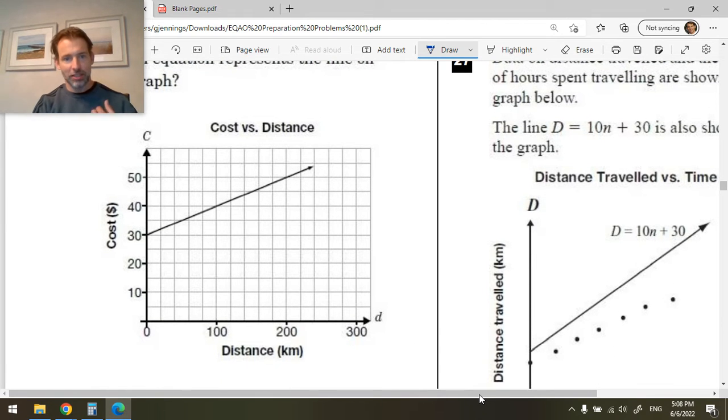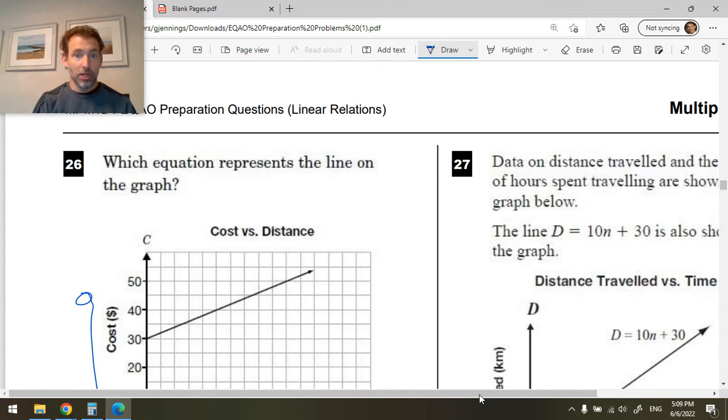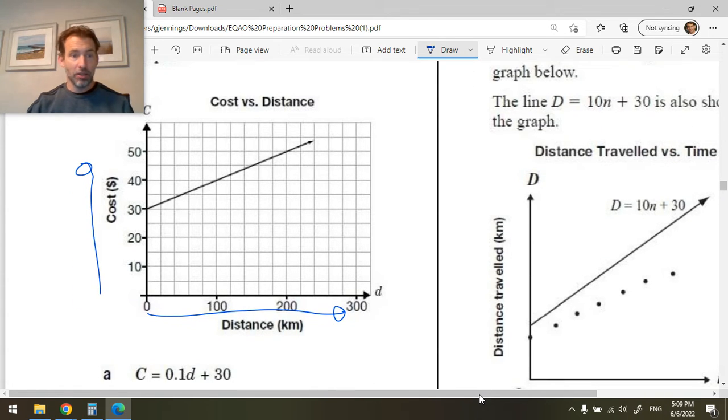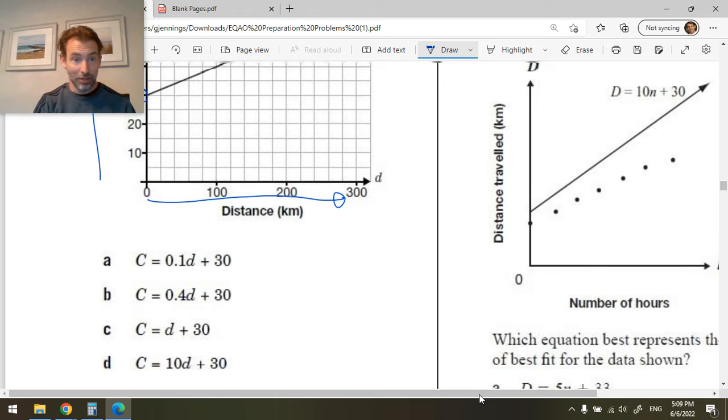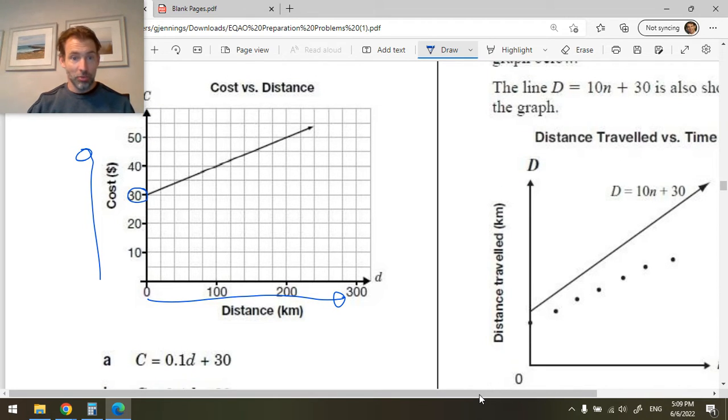Which equation represents the line on the graph? Okay, cost versus distance. As you travel further, your costs go up. So this is a positive slope. M is going to be positive. Let's see. Well, I know that the cost should start at 30. It should have a b value of 30. So all of them do. Okay, so that didn't help me narrow it down. All right, let's see. We need another point.